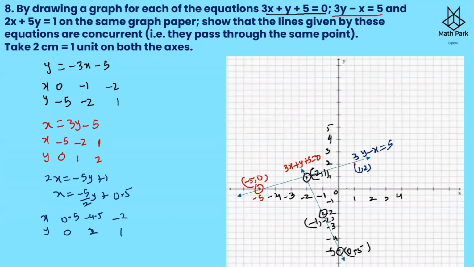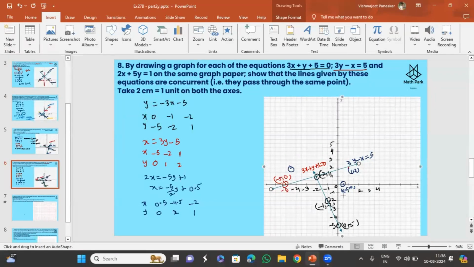So let us now plot (0.5, 0). Then the next is (minus 4.5, 2) or (minus 2, 1). So (minus 2, 1) is this point. And the next was (minus 4.5, 2), which is this point. Let us now join these three points.